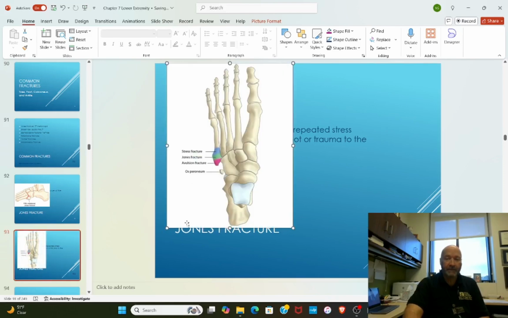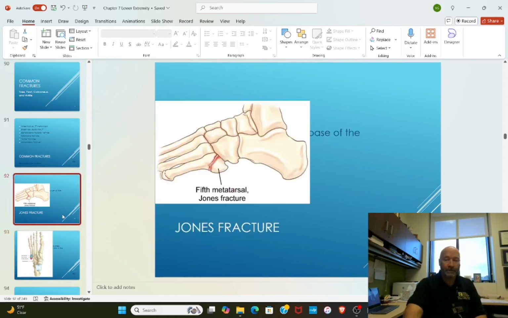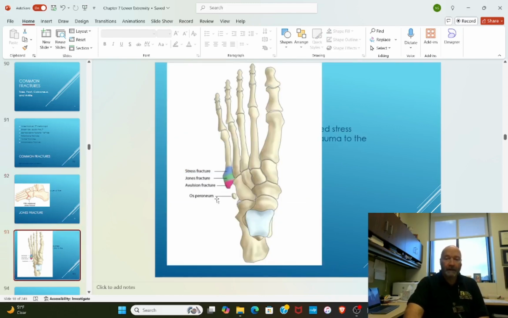This is not testable. You're not going to see this on the registry. This is just FYI. So you've got Jones fracture in different places. If it's very far proximal, it's going to be considered an avulsion fracture, but your Jones fracture proper looks more like that. And then stress fractures happen as well.